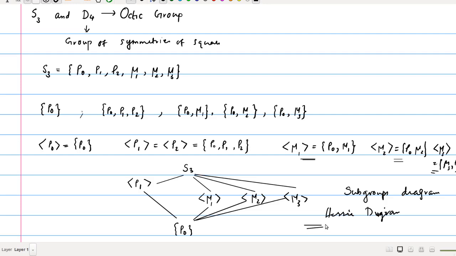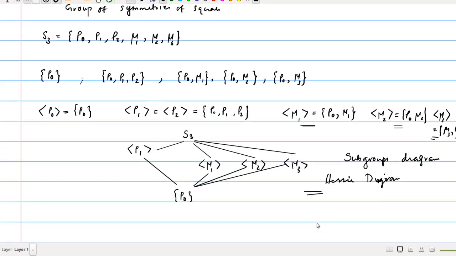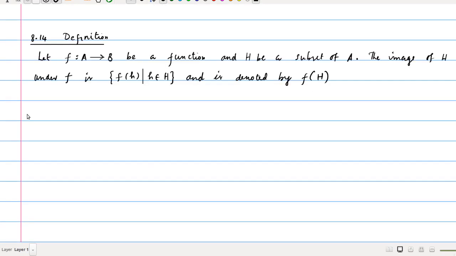So similarly, as an exercise, you can draw the Hasse diagram, or subgroup diagram, for D4. D4 has some interesting subgroups. Collect all the subgroups of D4 and try to draw the subgroup diagram for D4.